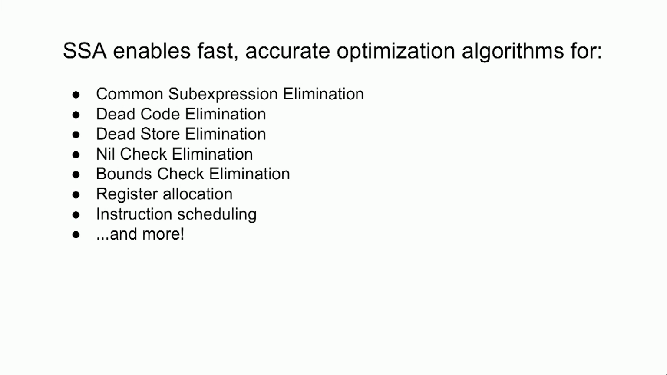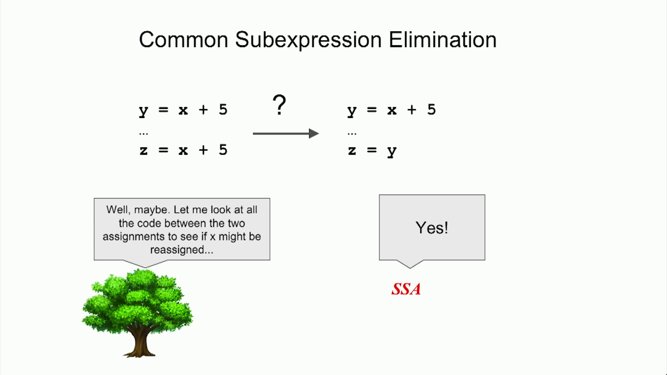And so let me just go through a few of these and show you why SSA is sort of the right representation in order to do some of these optimizations. So first, common subexpression elimination. Suppose I had a program that had x plus 5 twice in it. And I'm wondering, can I just reuse the value, the result of the first x plus 5 instead of recomputing it later?